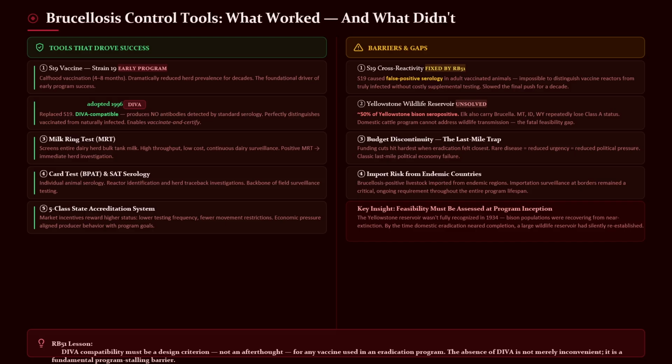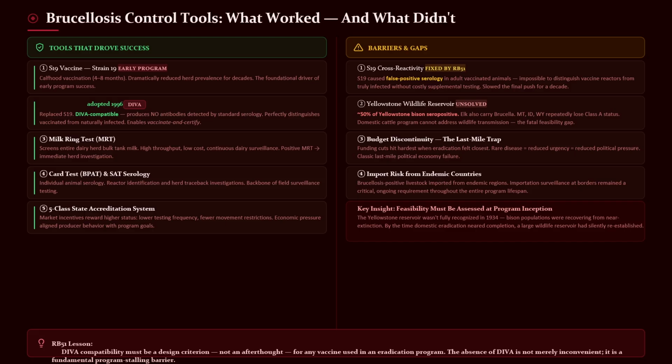This is the quote, last mile problem in its most frustrating form, when the livestock half of the equation is solved, but an uncontrolled wildlife reservoir prevents the final elimination. Brucellosis in the greater Yellowstone area remains one of the most intractable challenges in U.S. veterinary public health today.